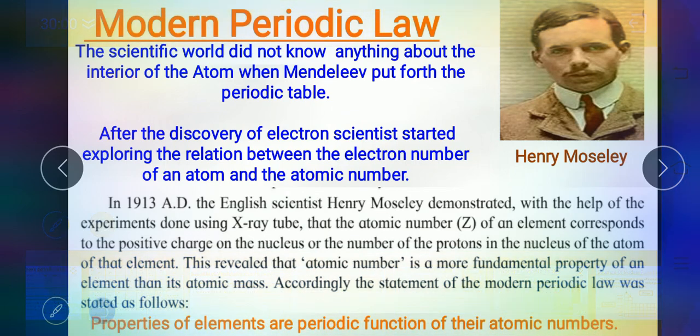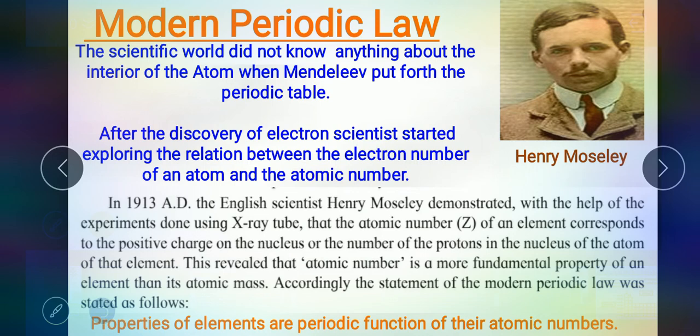Hello students, today in the third video of periodic classification of elements, we'll continue with the modern periodic table. The modern periodic table is based on the modern periodic law, given by the scientist Henry Moseley. Till Mendeleev, the scientific world knew only about atomic mass, and they were talking about atomic mass only. They did not have any other option.